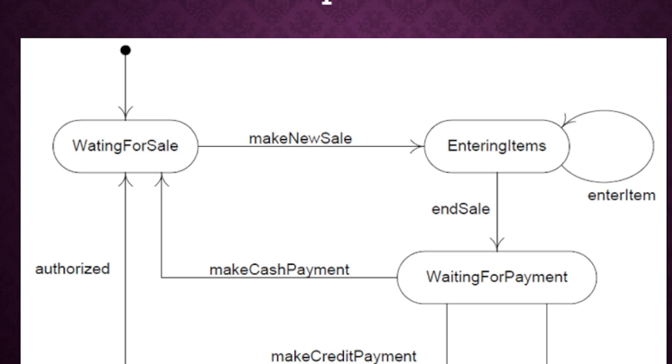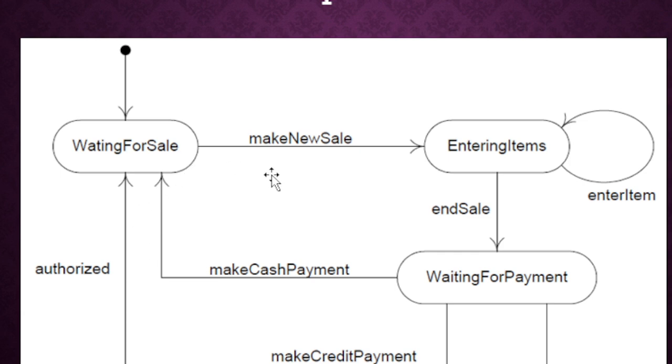Now we can see a few examples just to understand the concept. This example is about a sale, and you can see that the transition starts from a starting point over here. That is the syntax of a state model as well. The states are represented as you see in these rounded rectangles, and the state is, for example, capturing the sale, waiting for sale. That means that is the idle state.